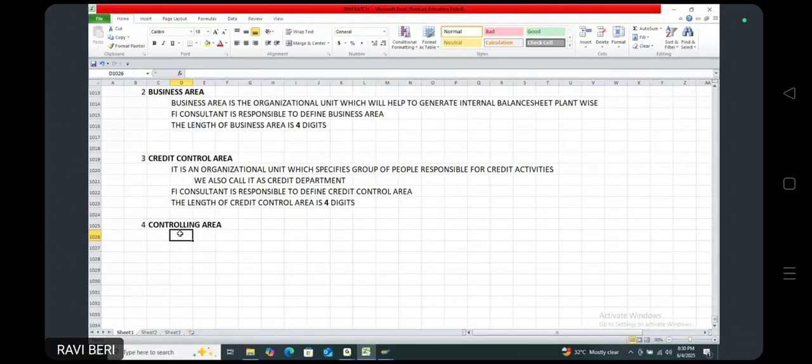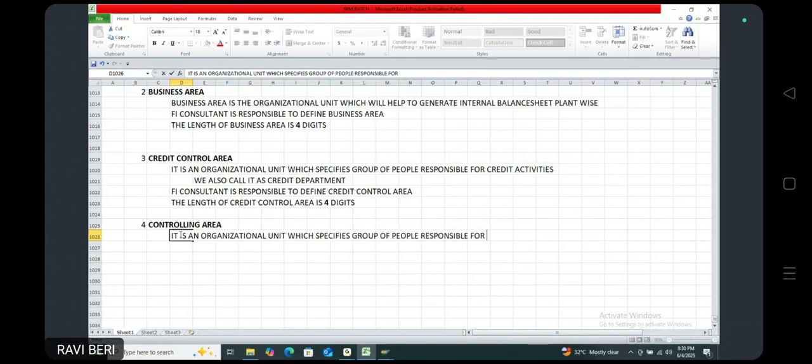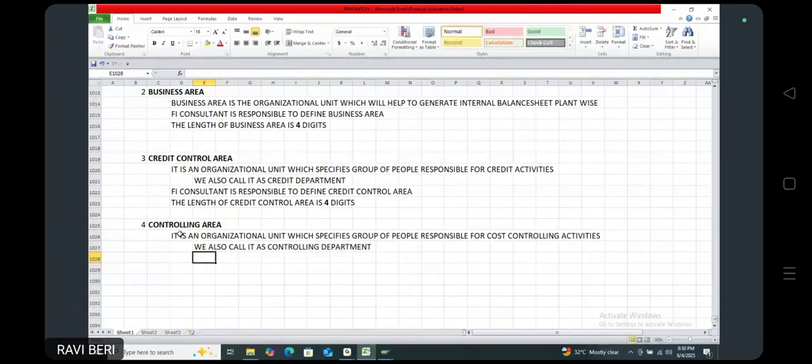It is an organizational unit which specifies group of people responsible for cost controlling activities. Okay. We also call it as controlling department.